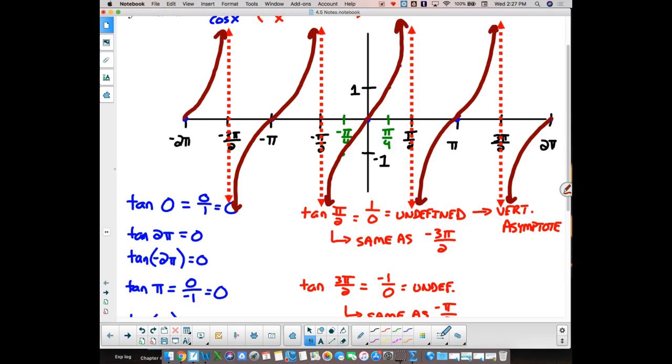And if we had to go out farther along the horizontal axes, we would just keep repeating that process. Okay? And they would all look like that. You would have vertical asymptotes at all the pi over 2's, and so on and so forth. Okay?